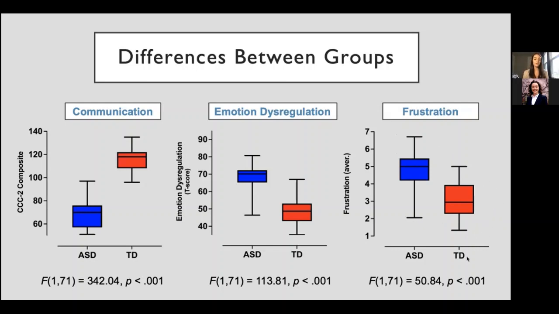In the next set of graphs, we'll be looking at the relationships between these 3 domains. Because there were such strong group differences that were reflective of the ASD group, which were expected based on the literature, we have examined these correlations separately by group.